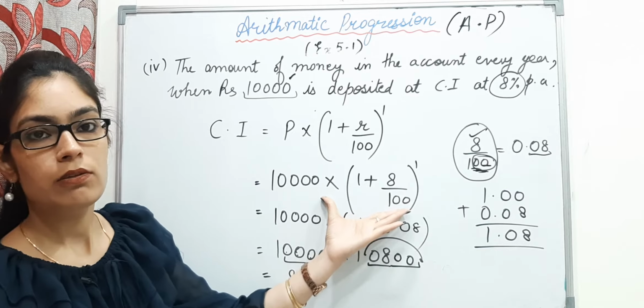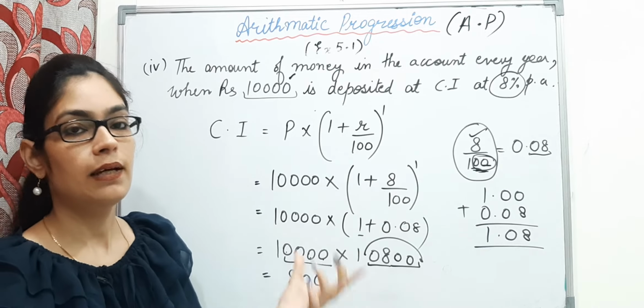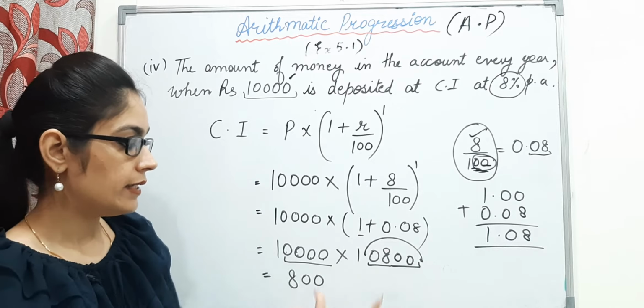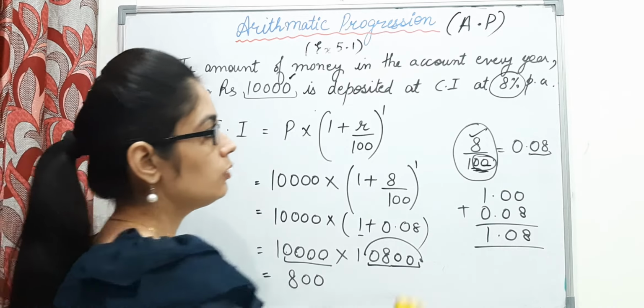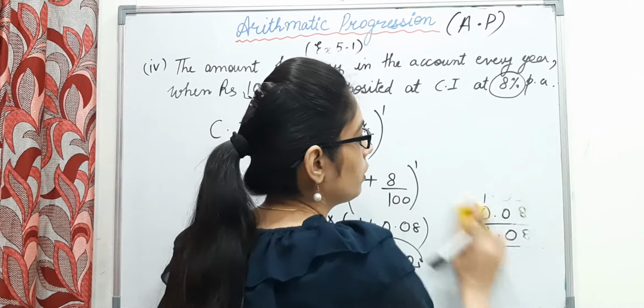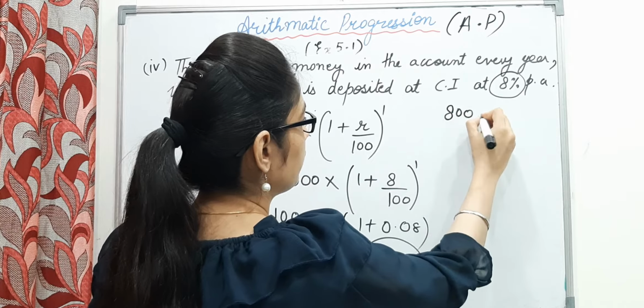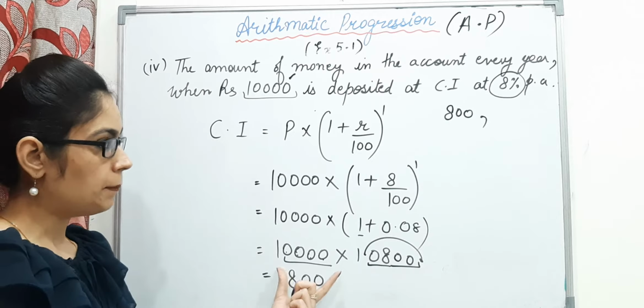See, this any way you can solve. If you want, you can take LCM here and then you can add. It's fine both the ways. I converted it into decimal, then I have multiplied it. So first term I got as 800. I'll write it down here. So this term is for first year.